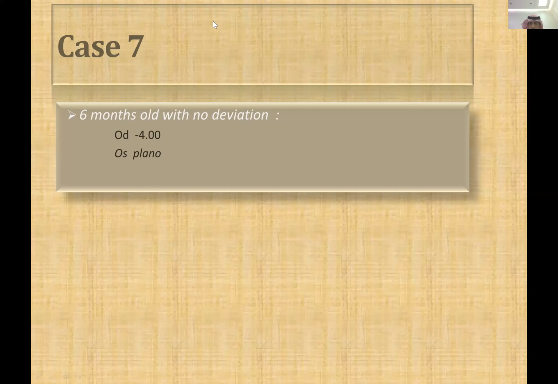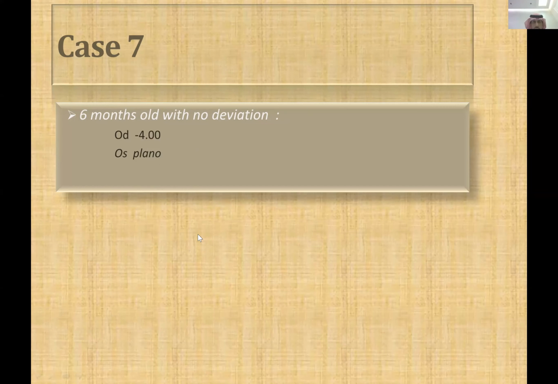I want to see the answers in the chat. No correction? No, you have to give correction. Anisometropia, so yes, we have to correct. -2 plano. Yeah, this is an excellent answer from Dr. Ghaida. We have to correct myopia to allow for emmetropization. No need to give full correction for myopia, but we have to give glasses.